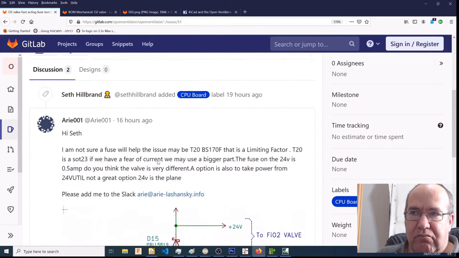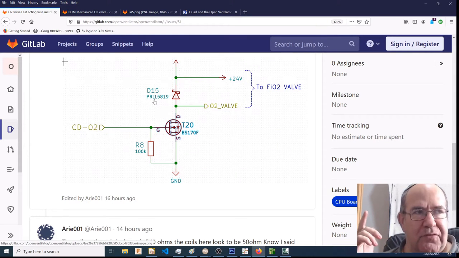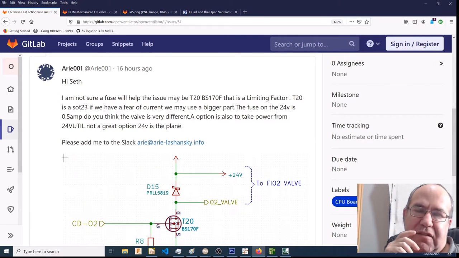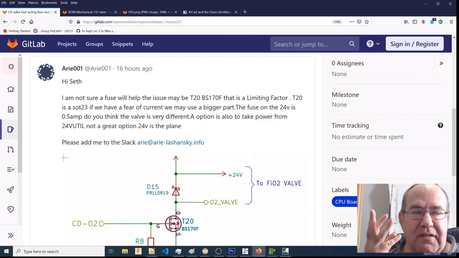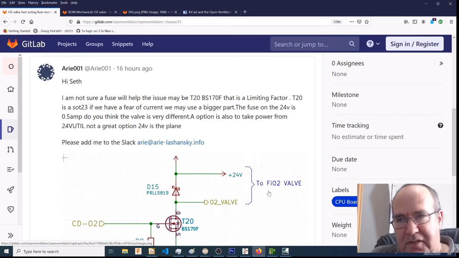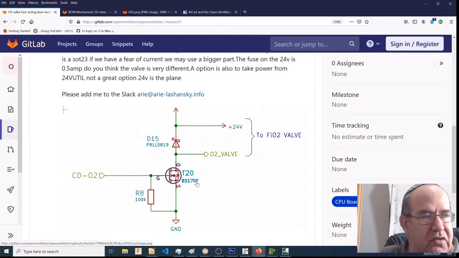I showed you what we're talking about off the 24 volt line, after the fuse. So my comment is that if we're upping the current on the F2 valve, we're upping the current to approximately 500 milliamperes. I'm not sure that the BSF170 is going to handle the extra current. It's only a SOT23 device. I might be right, I might be wrong, but it's a question whether this is going to be able to handle the extra current.